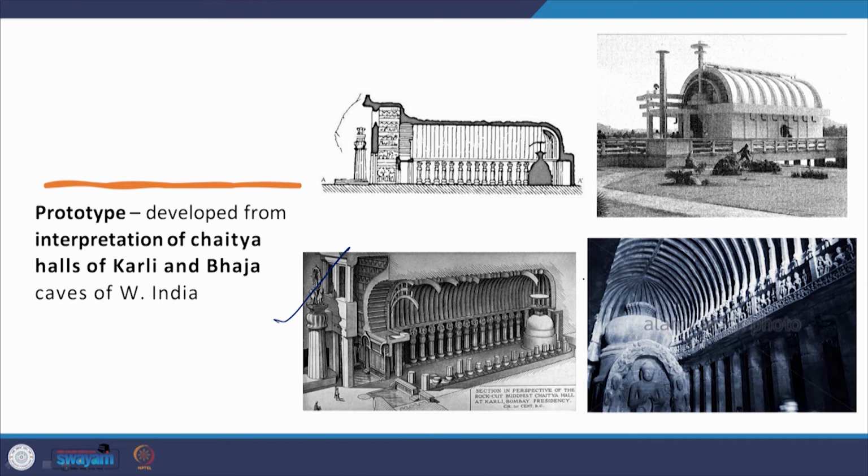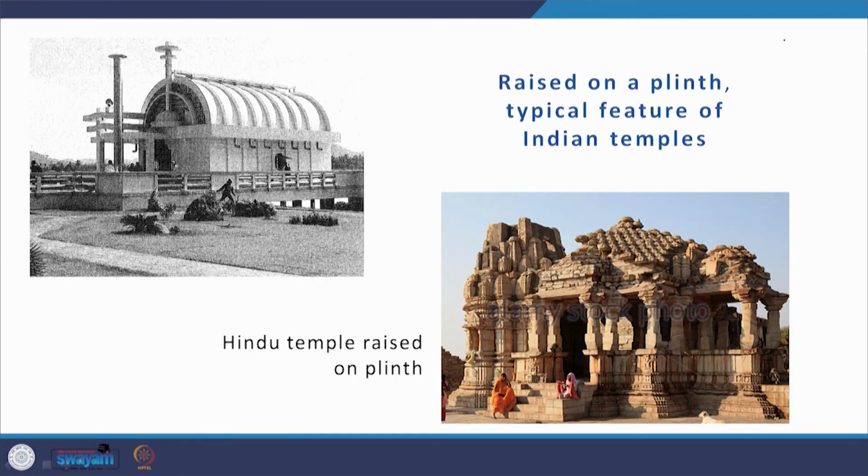This is the actual Chaitya Hall, and this is the section that you would find here in this Buddhist pavilion by Satish Grover. And then it is raised on a plinth, which is a typical feature of an Indian temple or a Hindu temple, as you find it here. And so you find it here also, Hindu temple raised on a plinth.